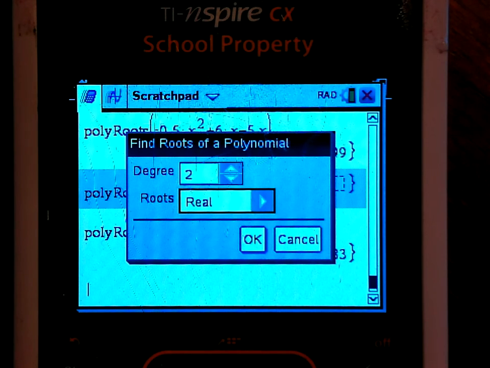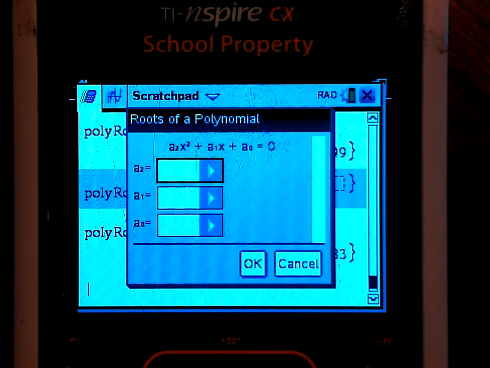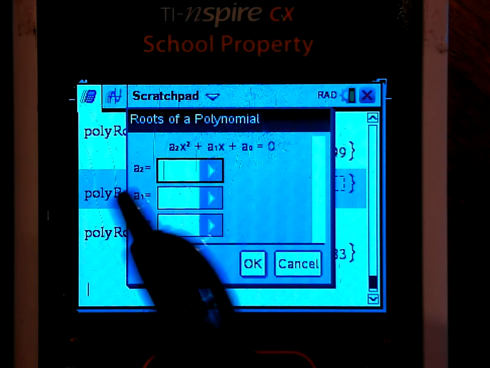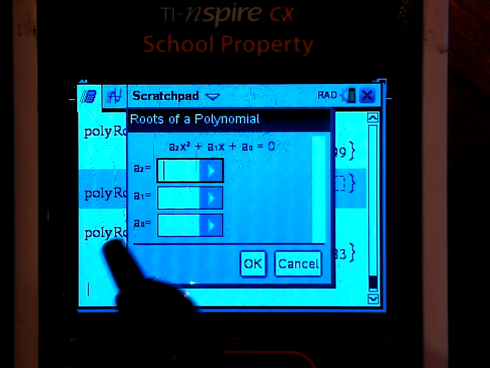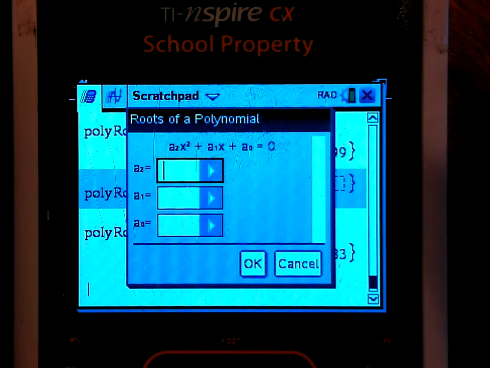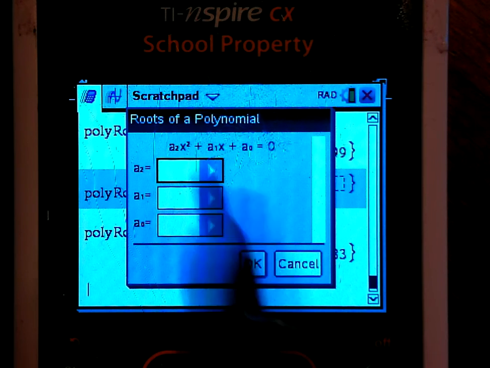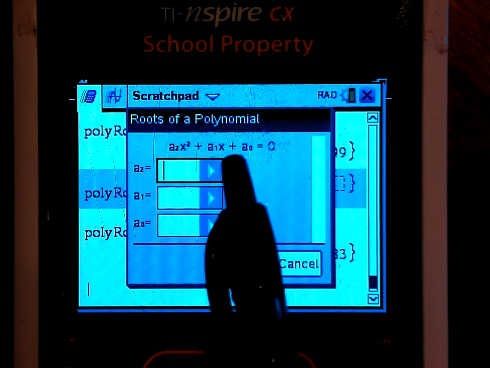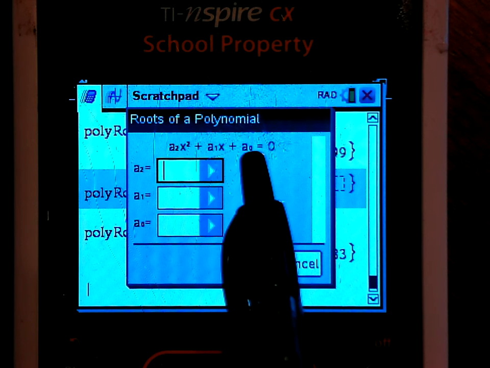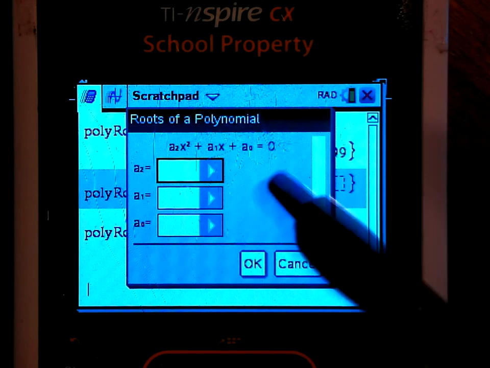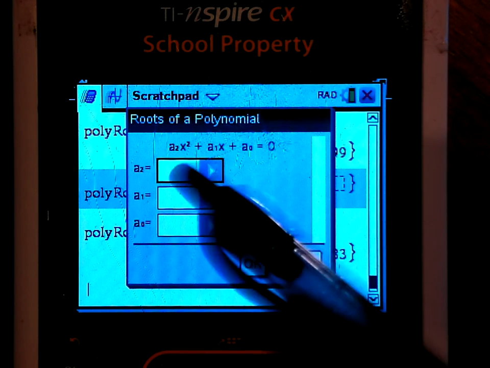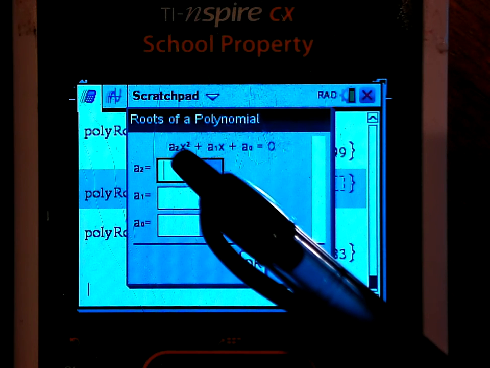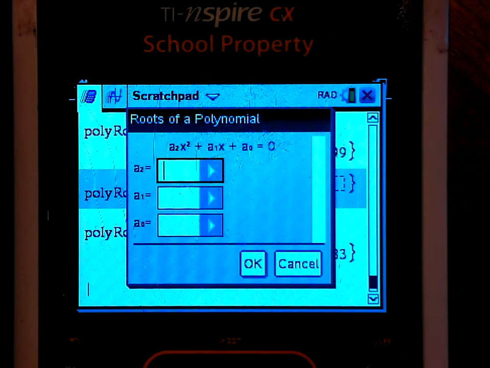So I'm going to choose OK, and it's going to come up with this nifty screen here, this what is A sub 2, A sub 1, and A sub 0. Okay, it's asking for what those three things are. And if you look up here, it gives you a little guide, A sub 2 x squared, plus A sub 1 x, plus A sub 0 equals 0. Okay, and so you can see that this A sub 2 is just the number attached to my x squared term, or what we call A. And so for our equation, A was 2.